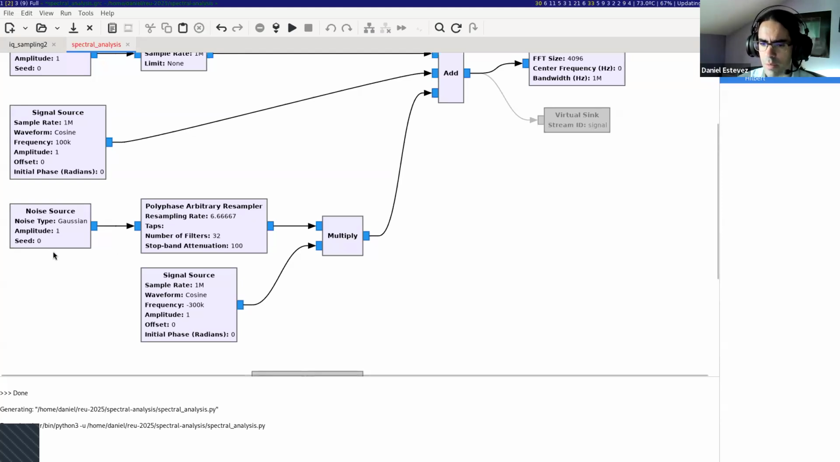So this is taking a signal which is noise within a certain bandwidth. And by resampling, we say we want to transform the sample rate to something else. For example, for what we have in here, the resampling rate is 6.666. So that means we want to increase the sample rate by a factor of 6.666.